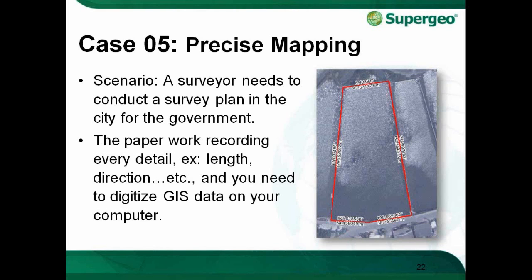And you got only the paperwork recording every detail like the length and direction, like the figure shows in here. You got a paperwork recording the length in maybe 41 meters and another road distance is shown in here. And you need to digitize GIS data on your computer. So now you can use our COGO or our Advanced Editor in SuperGIS Desktop version 3.2.